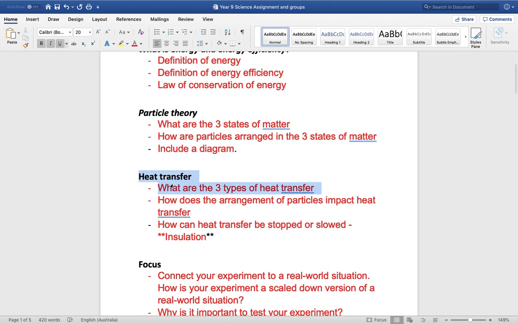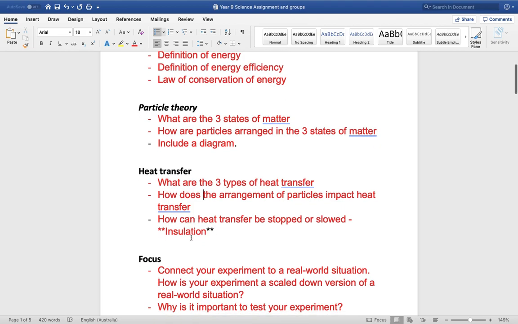Your next subheading, heat transfer. So there are three types of heat transfer that you need to talk about. You also need to mention how the arrangement of particles that you've just spoken about in particle theory determines the impact of heat transfer. You also need to talk in heat transfer about how heat transfer can be stopped or slowed, for example, through insulation.